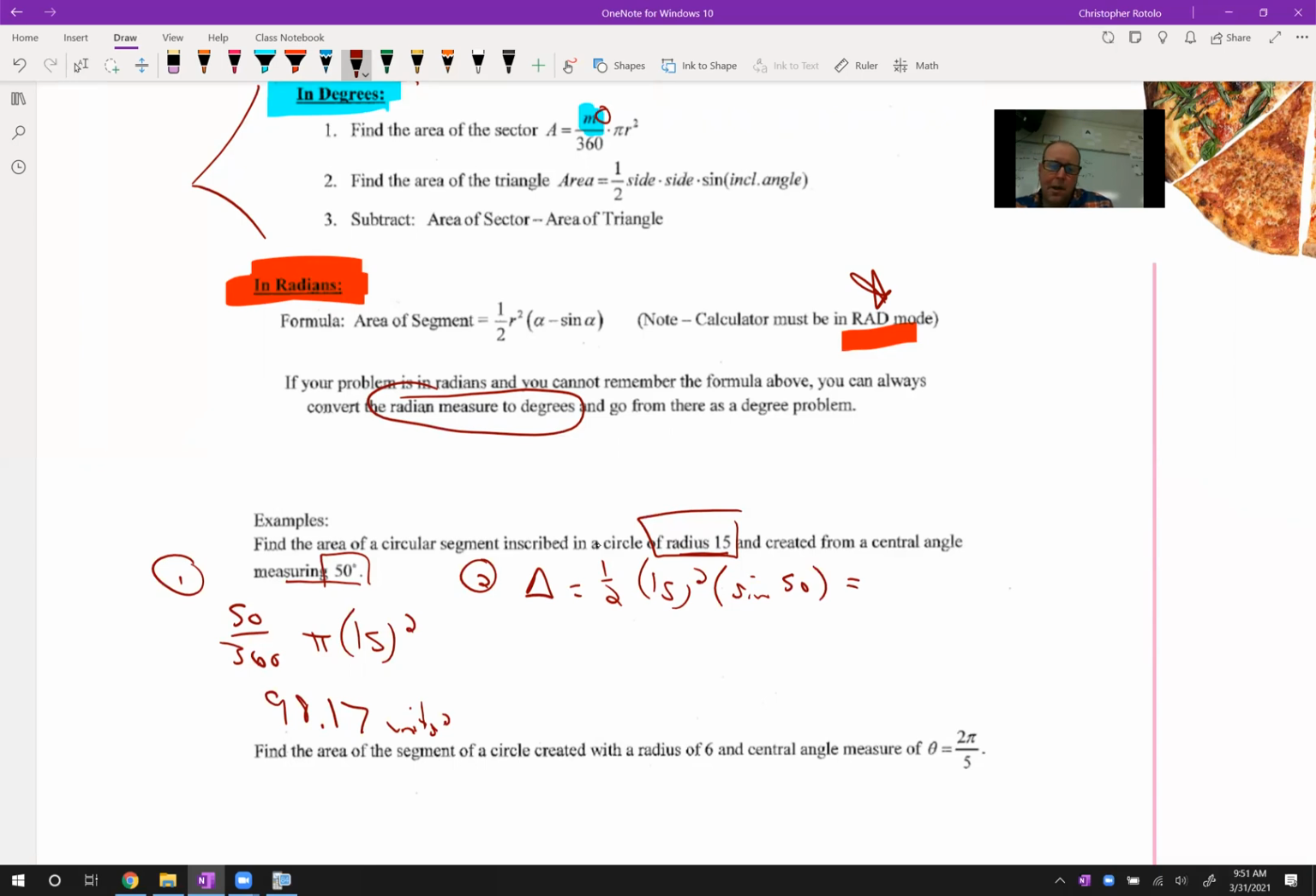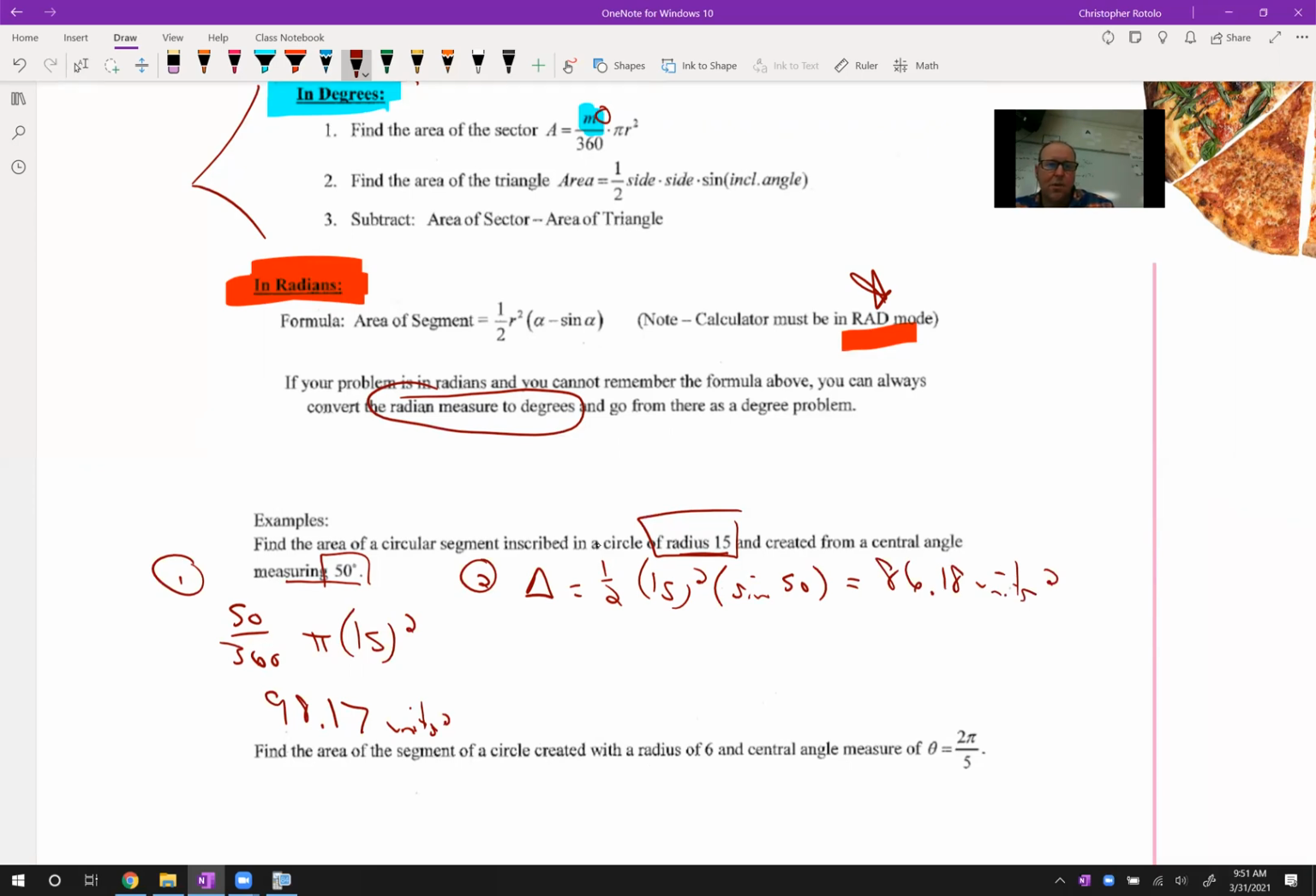All right, so personally, I like to do sine of 50, get that answer. We're going to do it times 15 squared times 1/2 or 0.5, which makes it a little bit easier. If you got 86.18 units squared, okay, so that's the triangle.